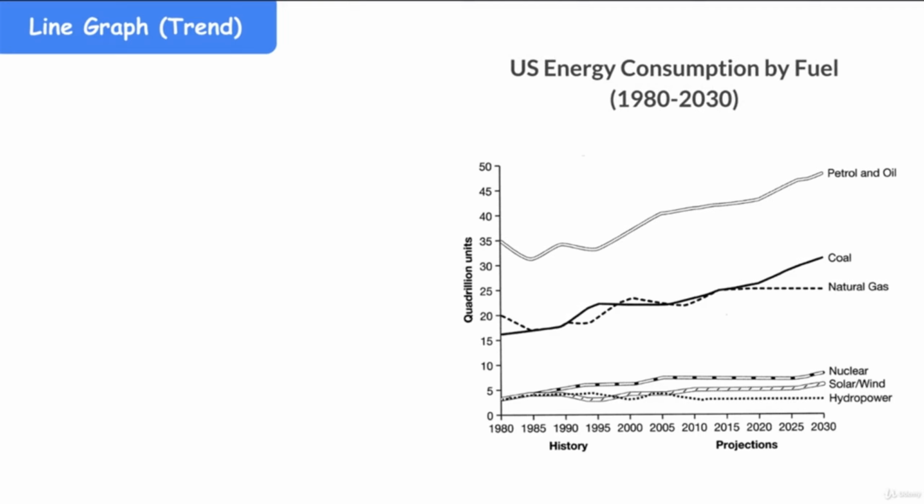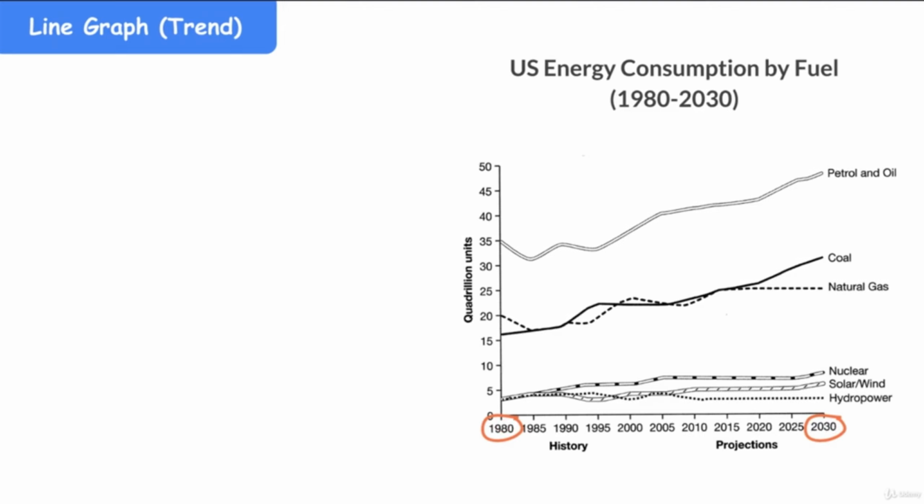Now, the first thing that you need to do whenever you're writing the overview is that you have to look at the starting data points and the ending data points. And you have to look at the highest and the lowest data points at the start of the graph and the highest and the lowest data points at the end of the graph. So our line graph starts at the year 1980 and it ends in the year 2030. So these 2 points are our beginning and our ending data points.